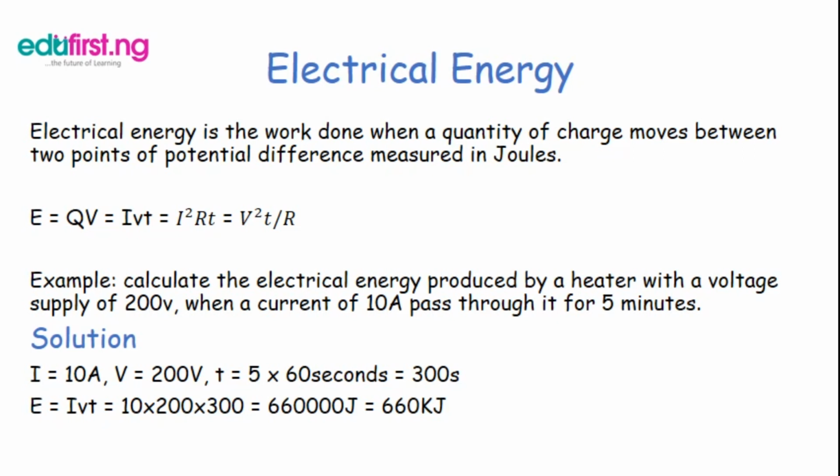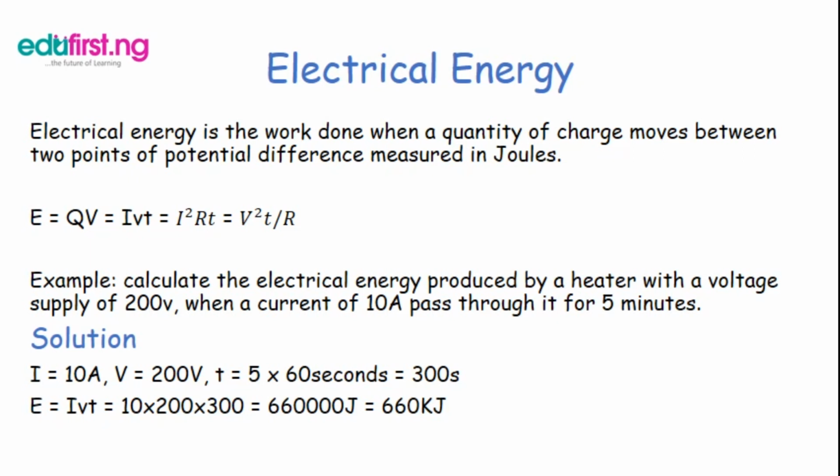Let's take this example. Calculate the electrical energy produced by a heater with a voltage supply of 200 volts when a current of 10 ampere passes through it for 5 minutes. Solution. From the question, we were given current I to be equal to 10 ampere and voltage V to be 200 volts. And we were given a time of 5 minutes. Converting 5 minutes to seconds, that is 5 multiplied by 60 seconds, to give us 300 seconds.